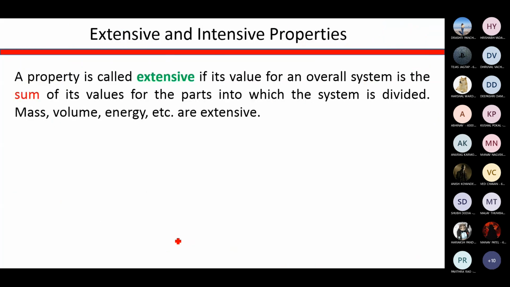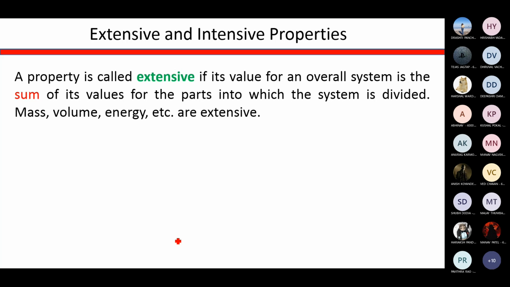Now, what do you mean by extensive and intensive properties? You must have studied this in physics. What is an extensive property? Properties which depend on the amount of matter, which depend on mass, we call extensive properties, right?